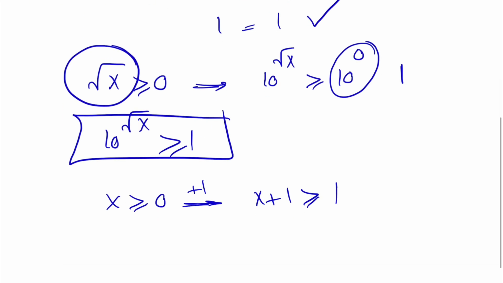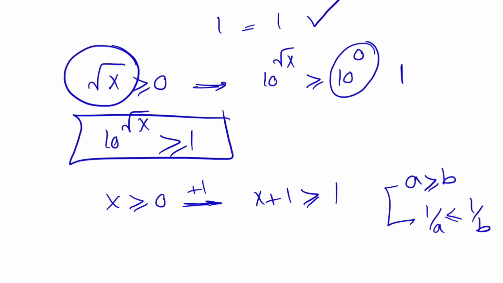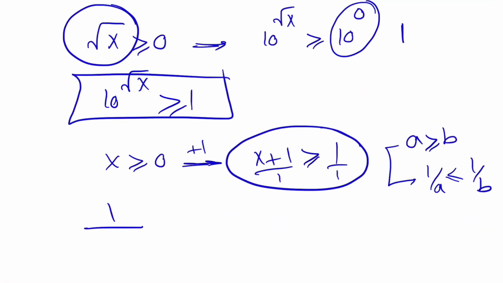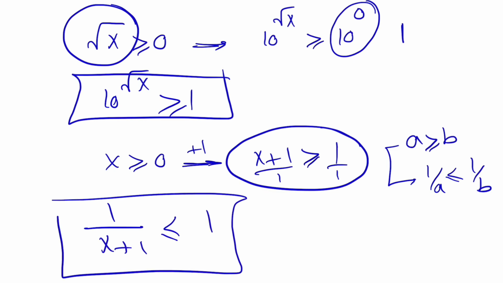And we know that when a is greater than or equal to b, when they're both positive, the inverse of these two, 1 over a, is less than or equal to 1 over b. We are trying to switch the numerator and denominator here, so we have x plus 1 over 1 and 1 over 1. If we switch to 1 over x plus 1, it will be less than or equal to 1. And that's what we got from the right side of the equation.